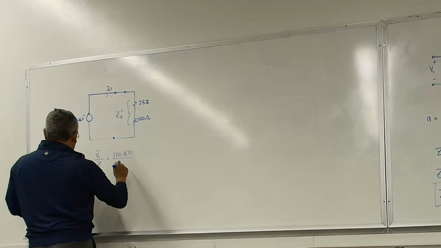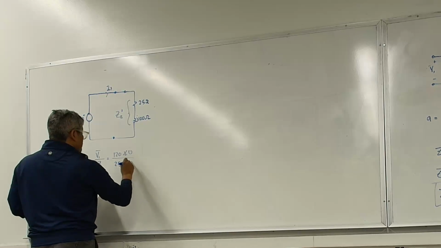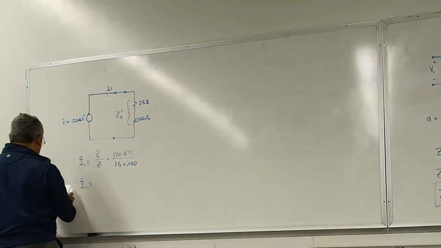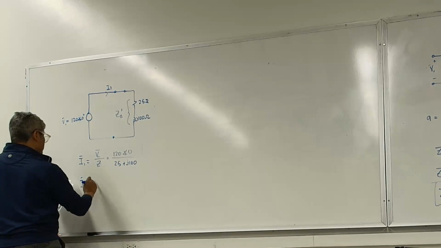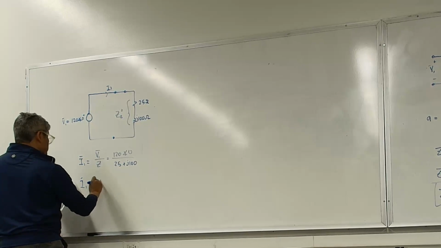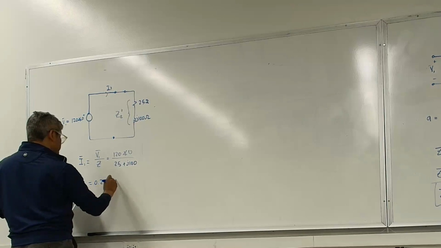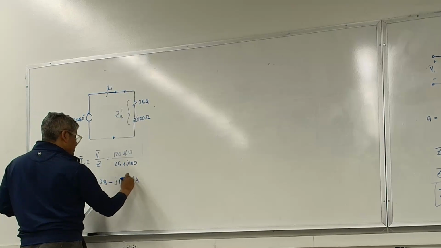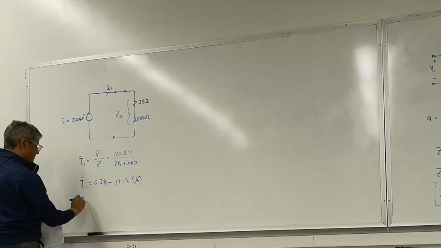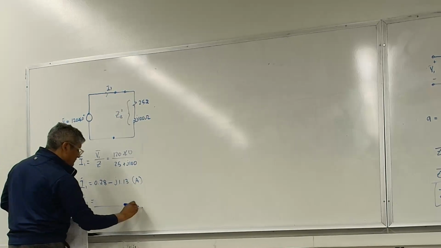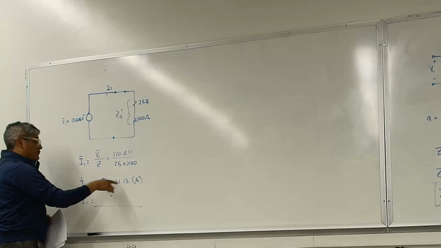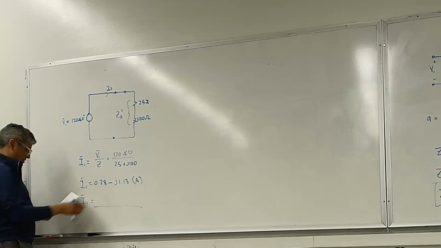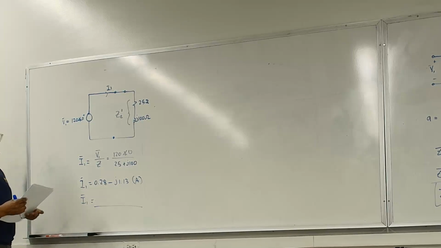25 plus j100. So then I1 gives us 0.28 minus j1.13. So you can convert this into a rectangular value, so it makes it easier.